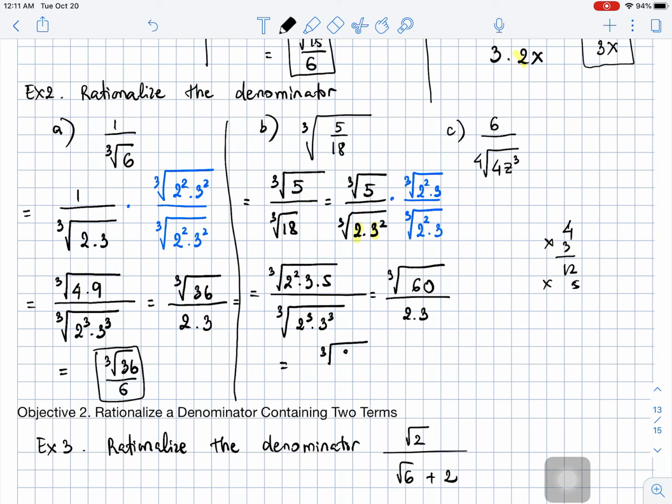So on the top, we multiply them. So 2 squared is 4, and then 4 times 3 is 12, and then 12 times 5 is 60, over 2 times 3. Then the final answer we will get is cube root of 60 divided by 6.